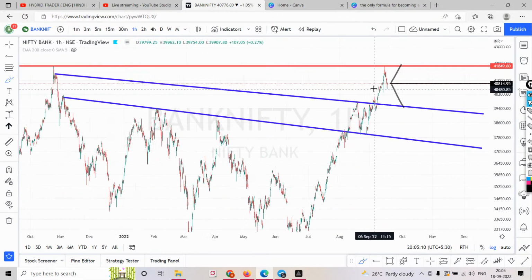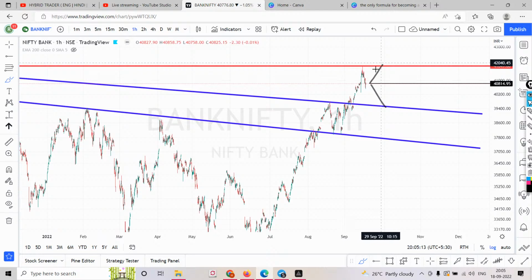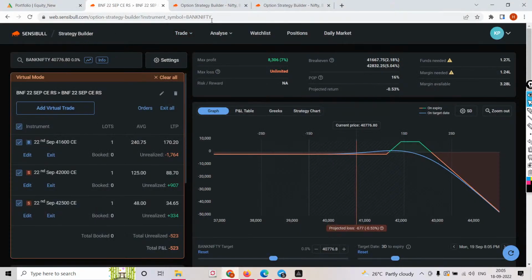All right, so we all know Bank Nifty can make or break. Now see, it's very simple, friends. It's a very simple strategy. We will go for the contra trade, but we will not go for two debit spreads. Okay, let me try to show in Sensibull only. I'll go to the strategy builder.